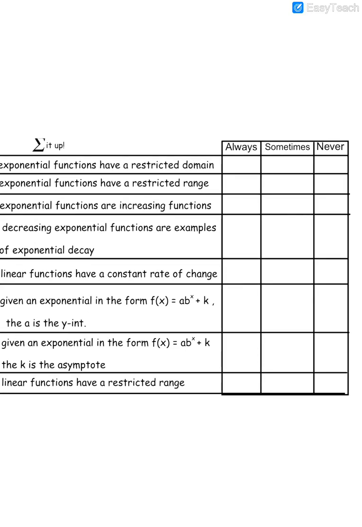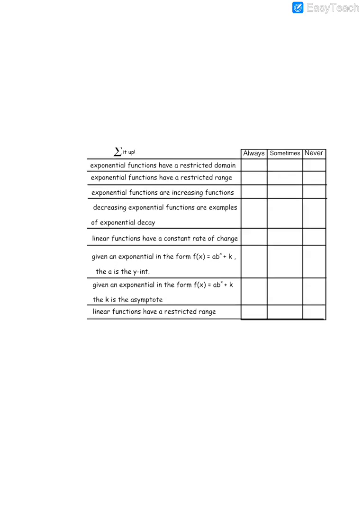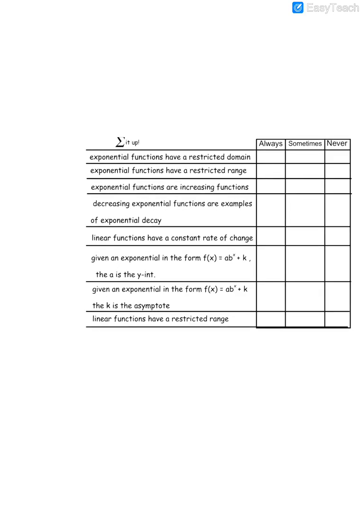Sum It Up. So we're on always, sometimes, never. Exponential functions have a restricted domain. I don't think exponential functions have a restricted domain. I'm going to go with never. They seem to have negative infinity to positive infinity. Exponentials have a restricted range. Yes, I would say always. They always seem to have an asymptote. Exponential functions are increasing functions. Sometimes. Decreasing exponential functions are examples of exponential decay.